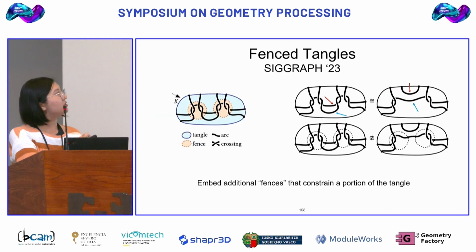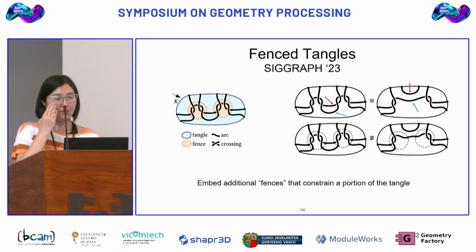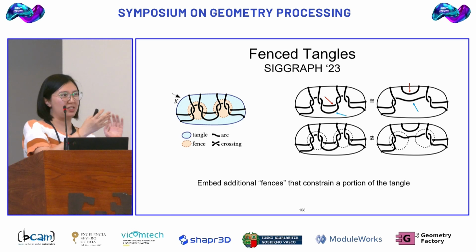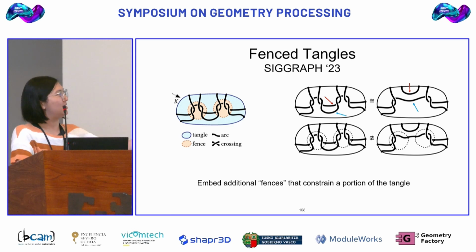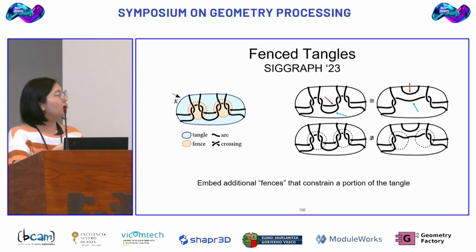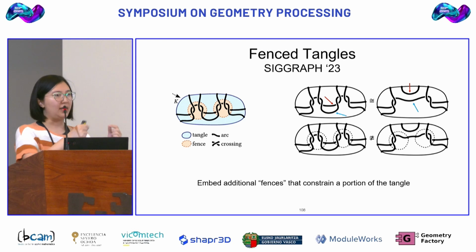So as part of this work, my co-authors and I made this observation that embedding this constraining space was really helpful, so we might as well just continue embedding constraining spaces in something we called a fence tangle. This is part of a paper that was presented at SIGGRAPH, where essentially these embedded fences have a similar constraint that prevents any endpoints that pass through them from being allowed to pass through each other.